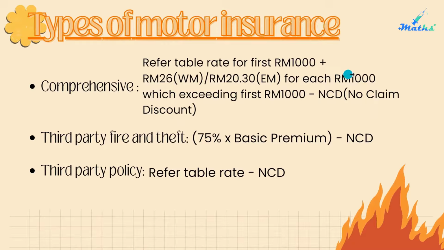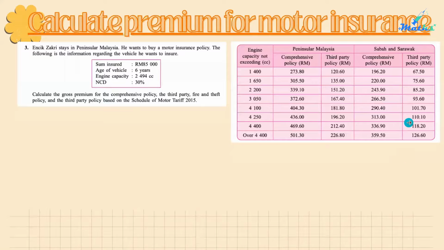We'll do it later so you won't be confused. For third-party fire and theft, we use 75% times the basic premium and subtract the NCD. And the third-party policy is the easier one, where we refer to a table and just subtract the NCD. So next, let's do some example questions.